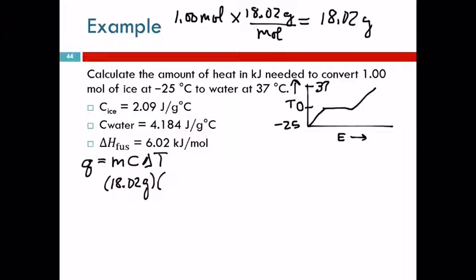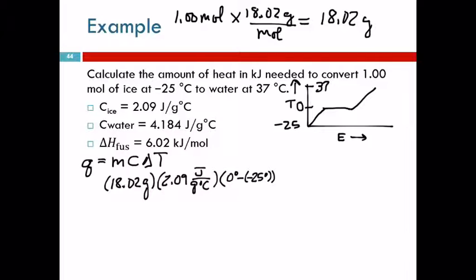C is the specific heat capacity of the ice, 2.09 joules per gram degrees Celsius. And then the temperature change is the final minus the initial. So we're going from here at minus 25 up to 0. 0 is the final temperature. Final temperature is 0 minus the initial negative 25. Anybody have any questions? We did these kinds of calculations in an earlier chapter.